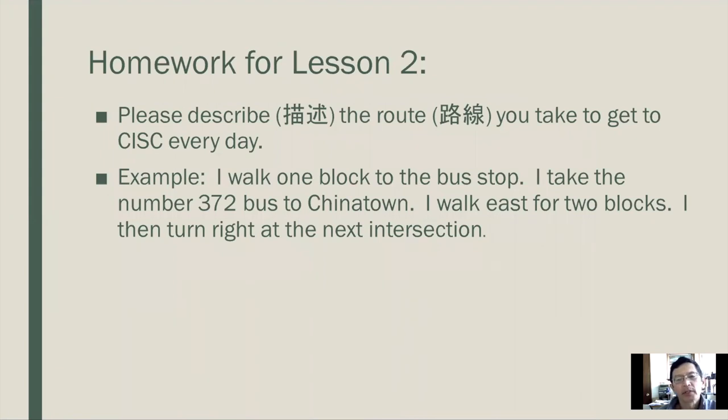This was the homework that I assigned you for lesson two. You were to describe the route that you take to CISE. Please pause this video and read aloud what you wrote to yourself, speaking perfect English.